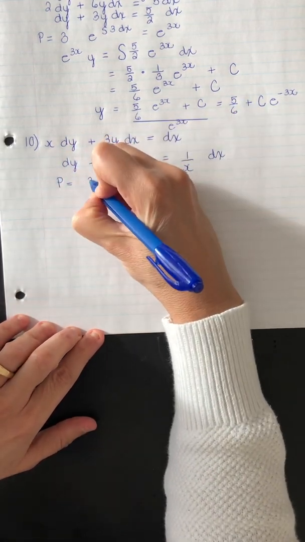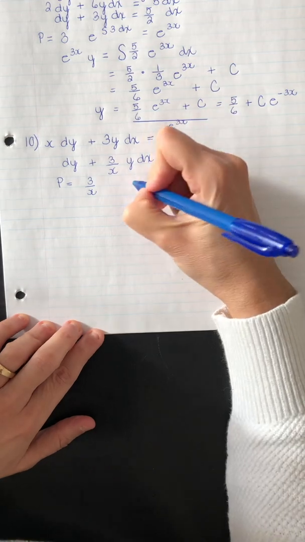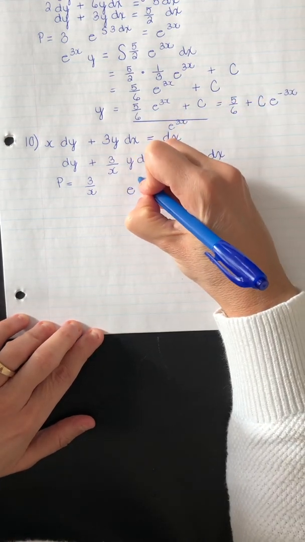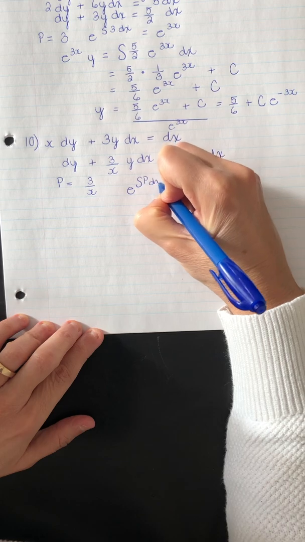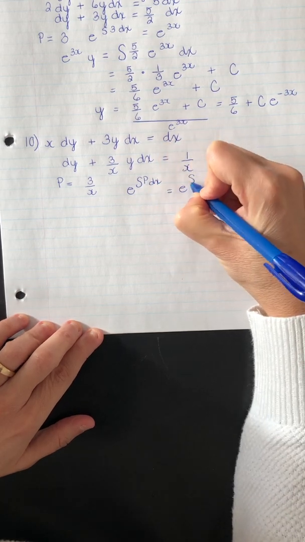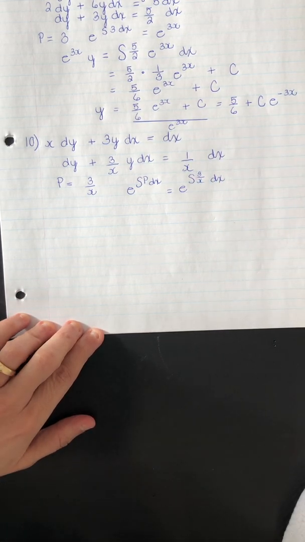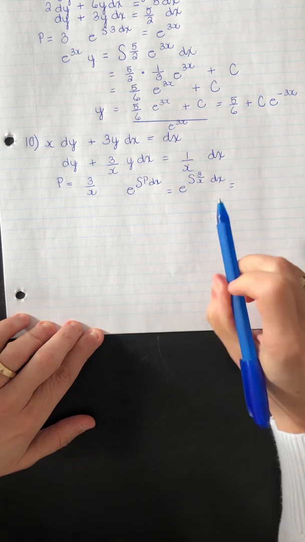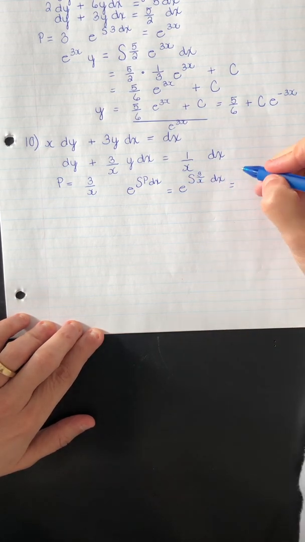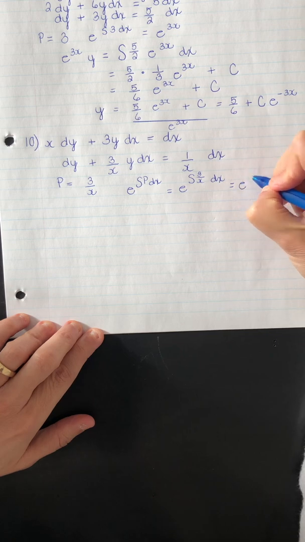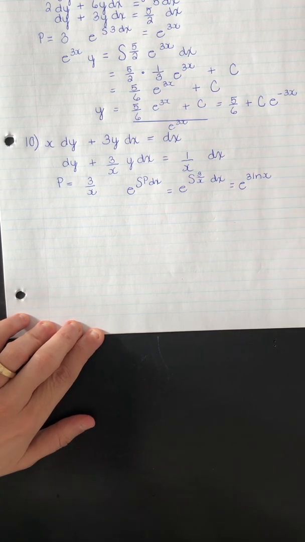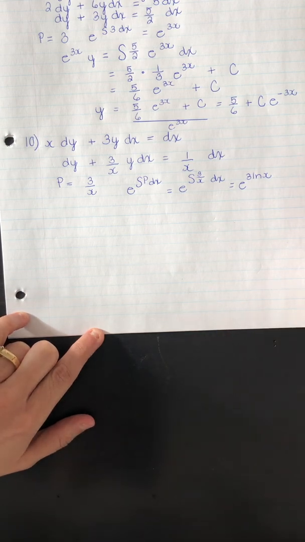P is 3 over x. What is the integrating factor? It's e to the integral of p dx, which means it's e to the integral of 3 over x dx. Okay, this is going to get interesting. What is the integral of 3 over x dx? It is 3 ln x. So that means the integrating factor is e to the 3 ln x.